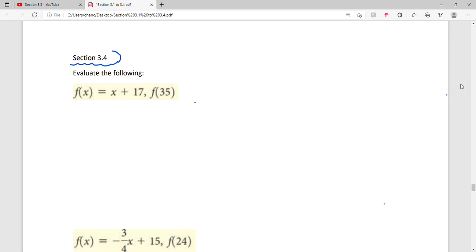Section 3.4 involves function notation. When we write f of x, this is pronounced f of x. Do not say f times x. This means f is a function of x.